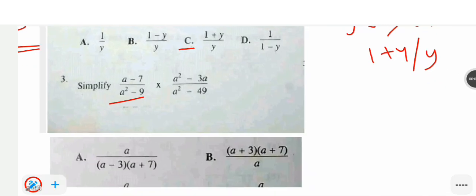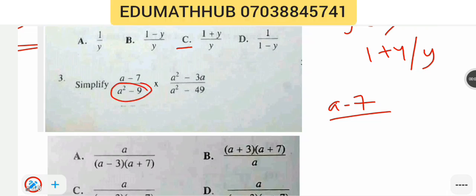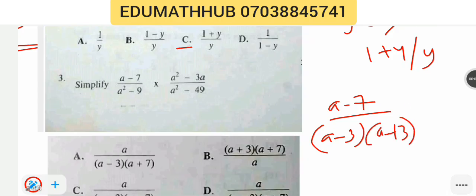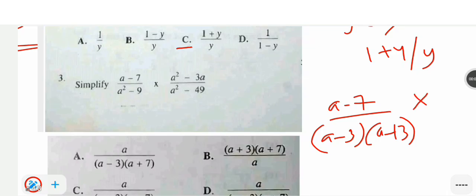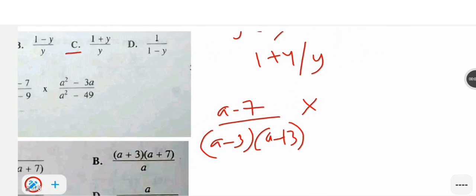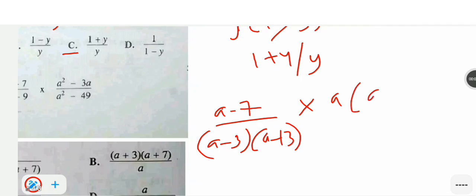So let's just break it down faster. You have a minus 7. That's this part. Then for a squared minus 9, you have to write a minus 3, a plus 3. That's how you write it. Equals, times, then you have a squared minus 3a. Factorize it, you can see that a is common. So that will be a into a minus 3.